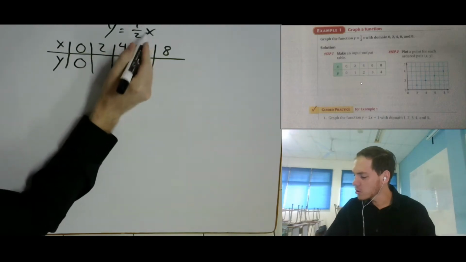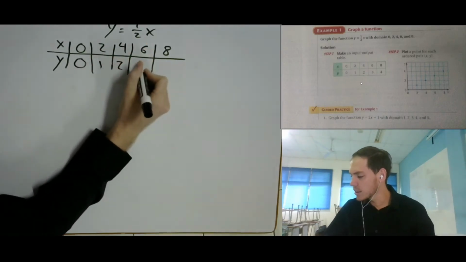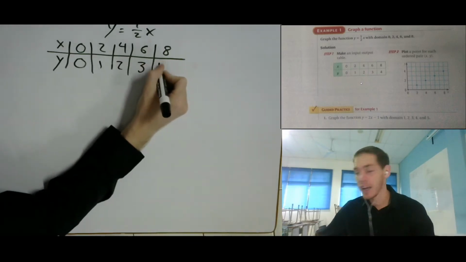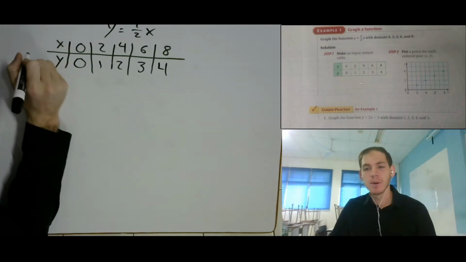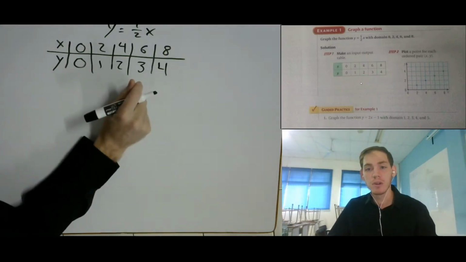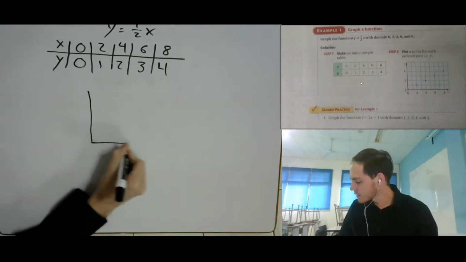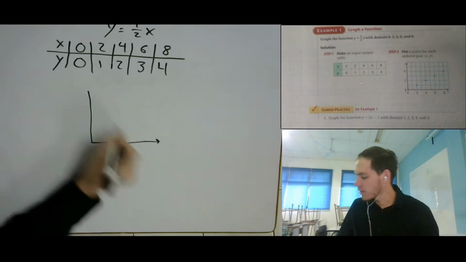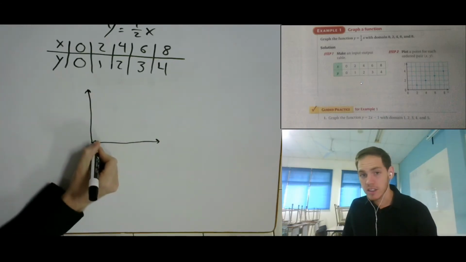Plug in 2, we get 1. Plug in 4, we get 2. Plug in 6, we get 3. Plug in 8, we get 4. Okay, so that's our simple table. And then once you have your table, you're going to plot it on the xy coordinate plane. We will cover xy coordinate planes more in detail as we go.